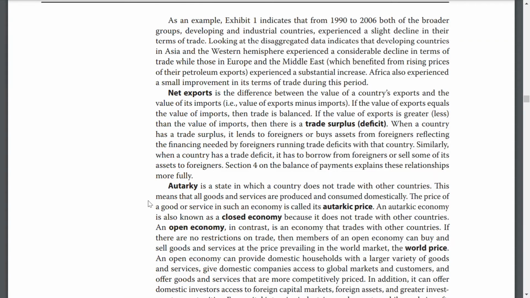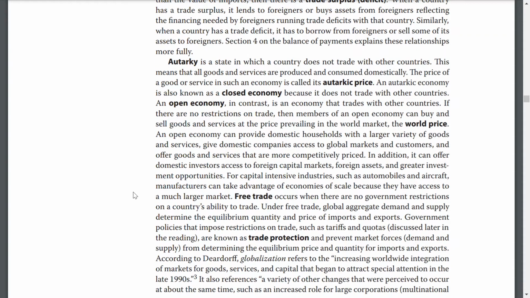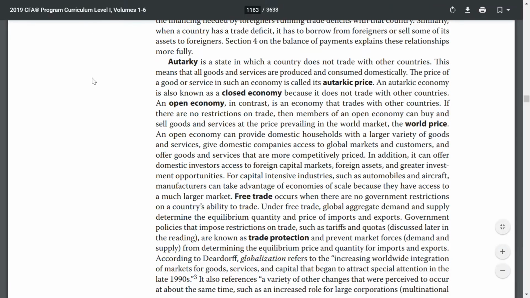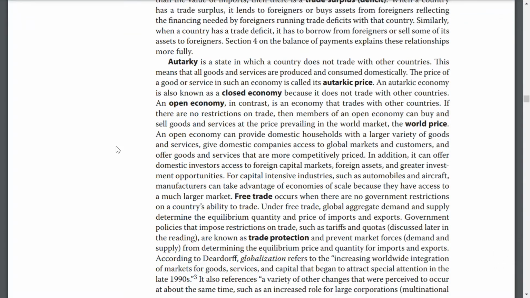Autarky is a state in which a country does not trade with other countries. It means that all goods and services are produced and consumed domestically. The price of all goods and services in such an economy is called the autarkic price. The autarkic economy is known as a closed economy because it does not trade with other countries. An open economy, in contrast, is an economy that trades with other countries.